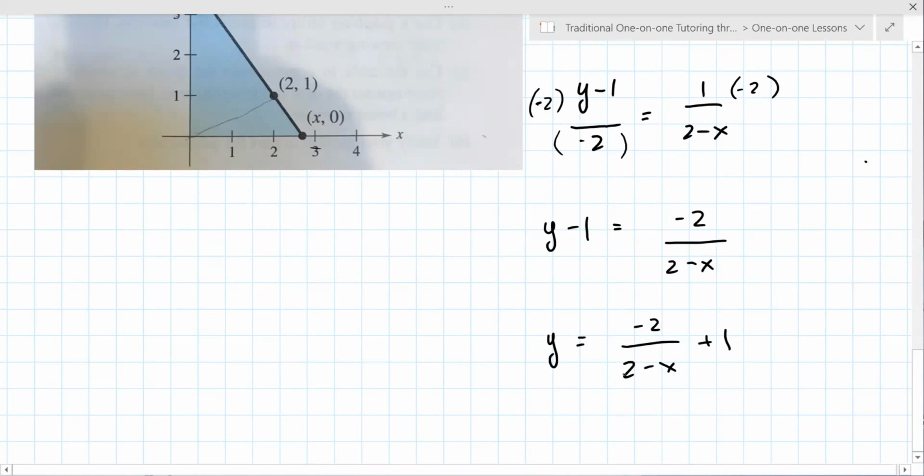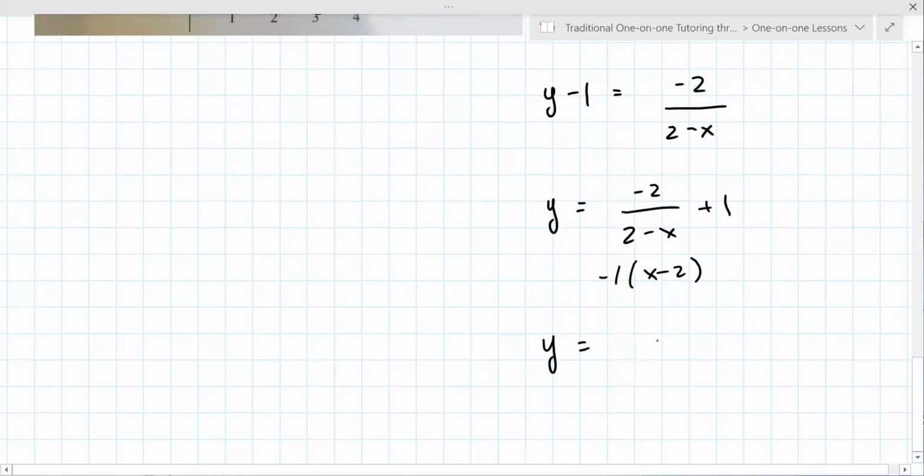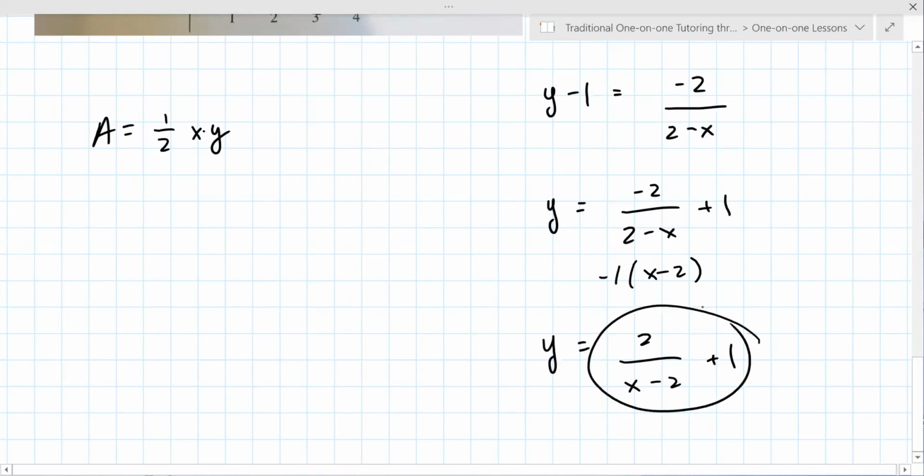It looks like they factor out a negative 1 from this to make it x minus 2, and that cancels with that negative up top. So the cleaned up version is 2 over x minus 2 plus 1. If we go all the way back to our beginning formula here, it's 1/2 x times y. Well, y is really all this. So we have 1/2 x times 2 over x minus 2 plus 1. And that is your area formula here.